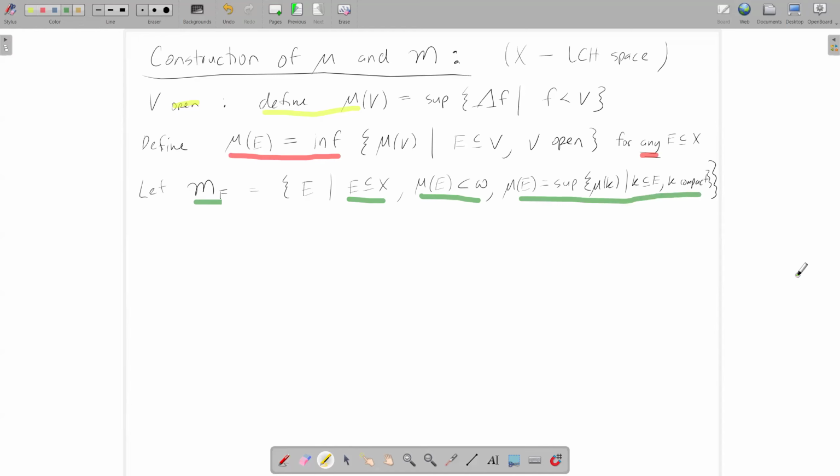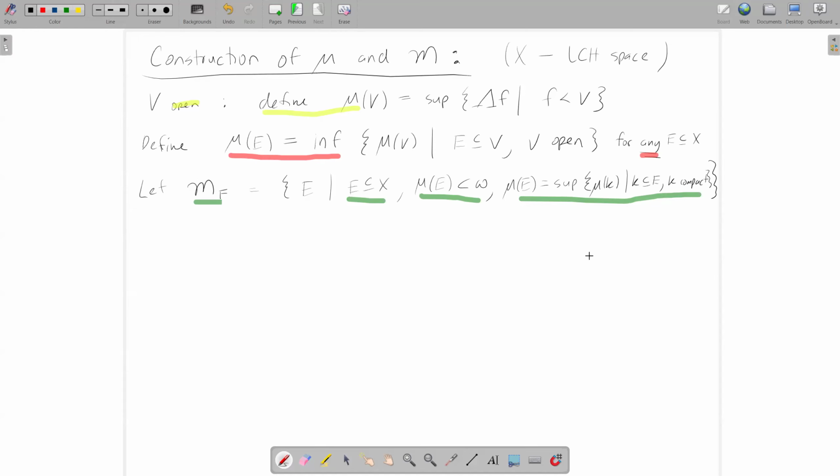So that's not quite the sigma algebra, but we're going to use this to define the sigma algebra. And I think the key thing you should note here is that the measure of E has to be finite to be in this. So this can't be the sigma algebra, right? We want to allow sets that have infinite measure.